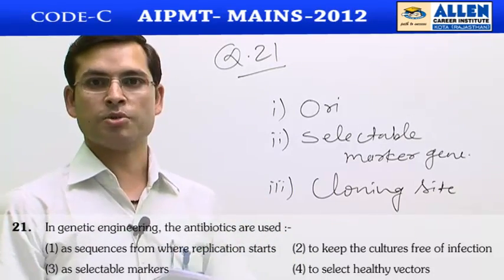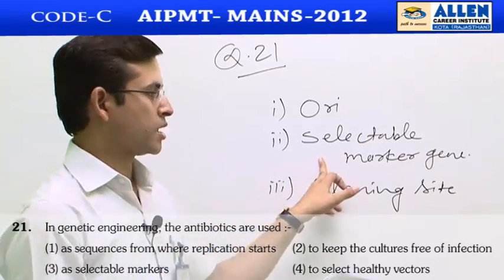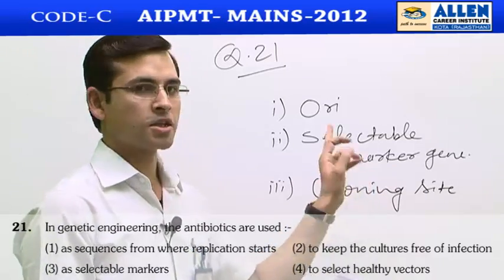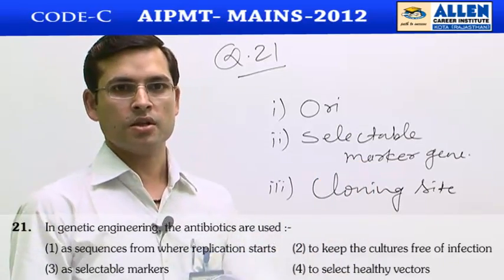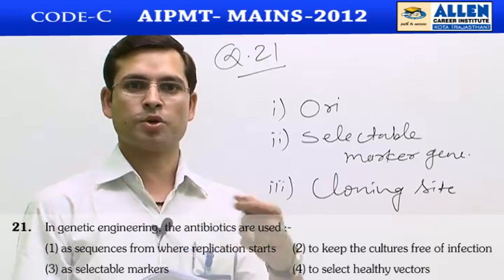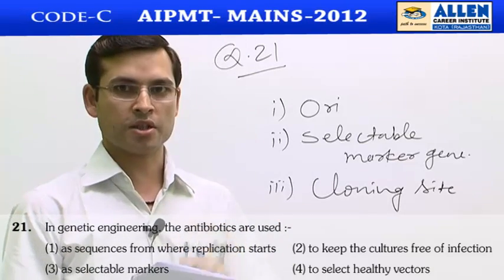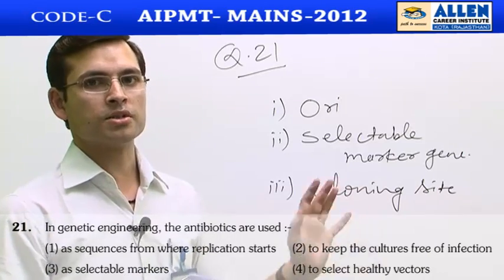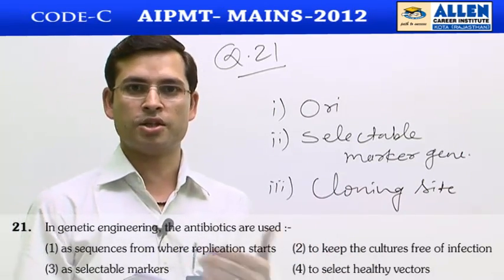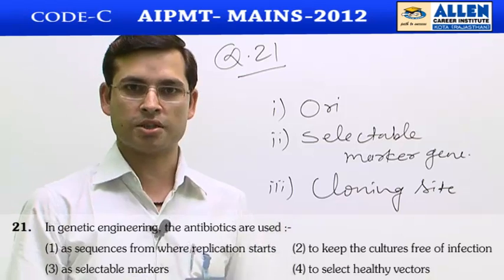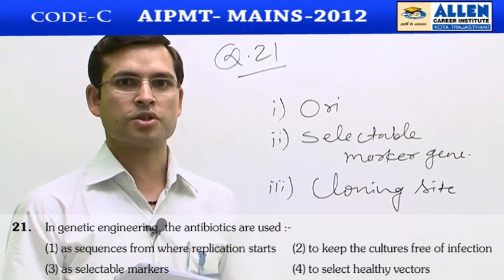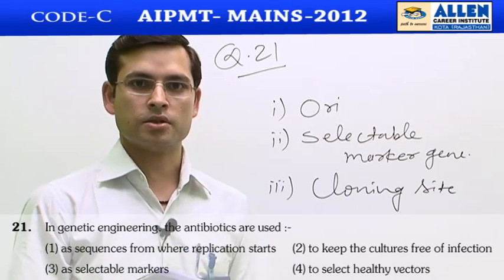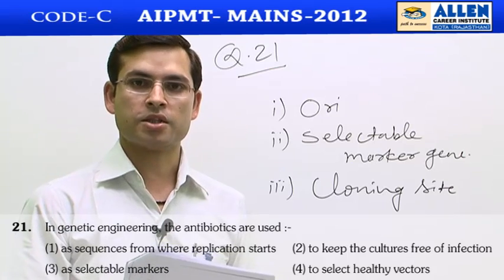Third one, as a selectable marker. Actually it is the selectable marker gene. In this case we generally use an antibiotic resistant gene, and it is used to select the recombinant and non-recombinant. So that is why this one is the correct answer. Fourth option, to select healthy vector. This is not the method. Antibiotics are not used to select the healthy vector. Vector selection methods are different. So the question number 21, the correct answer, the third option, as selectable marker.